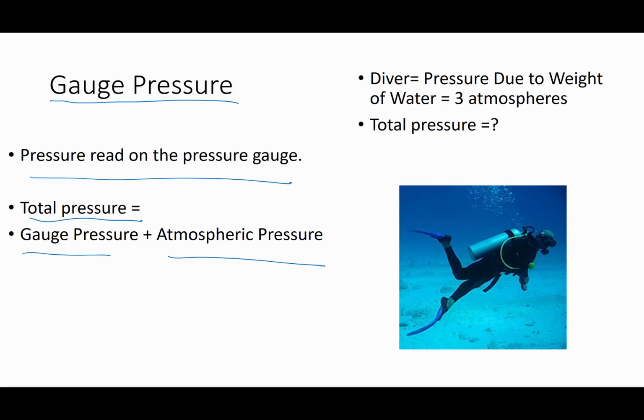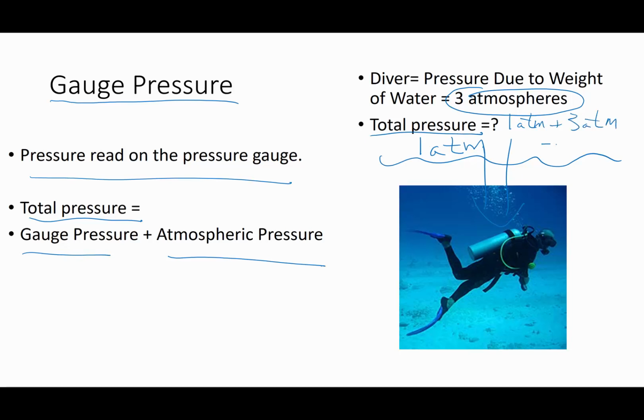Let's say I've got a diver, and due to the weight of water on top of this diver, maybe this diver has 3 atmospheres of pressure pushing down on this person. But this person is on planet Earth, and above the water, there is 1 atmosphere of air pressure also pushing down on them. So what is the total pressure that's actually on this diver? 1 atmosphere for air, 3 atmospheres for the fluid, and the total pressure on the diver then would be 4 atmospheres. So just read the problems carefully if they ask or say something about gauge pressure.